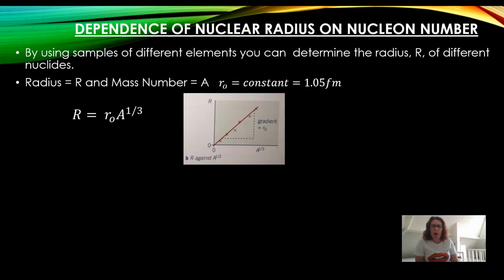If you were to plot a graph of R on the y-axis against A to the third on the x-axis, you get a straight line. If you plot a graph of R against A, you get a y equals x to the third graph. So you need to plot it against A to the third. It'll go through 0, and you also get the gradient here as R0. So that's what they did. They plotted this graph, got a gradient of R0.